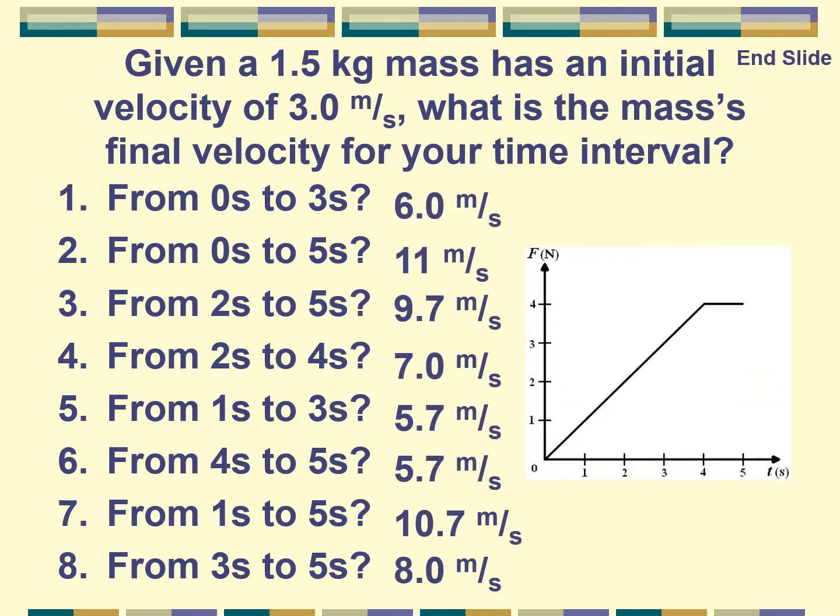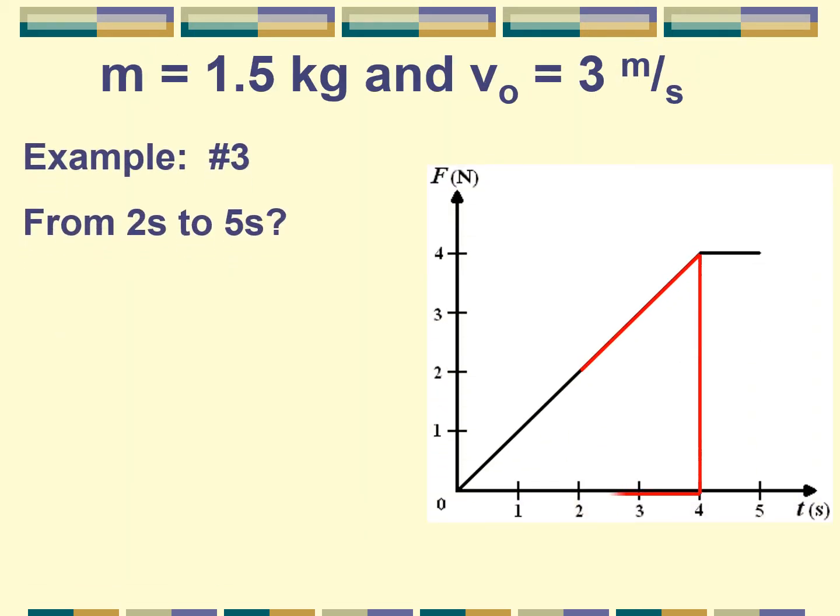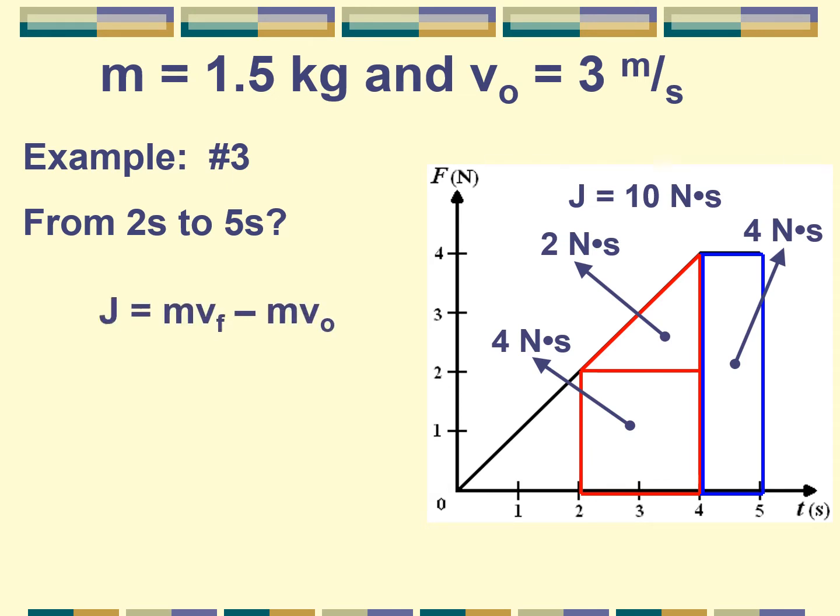The answers here for 1, 2, 3, 4, 5, 6, 7, and 8 are given right there. So you can double check to see if you did it correctly with those answers. All right, so we're going to do number 3 together, where we have from 2 seconds to 5 seconds. And if you remember, the total impulse here was 10 Newton seconds. That was the impulse for this part that we did before.